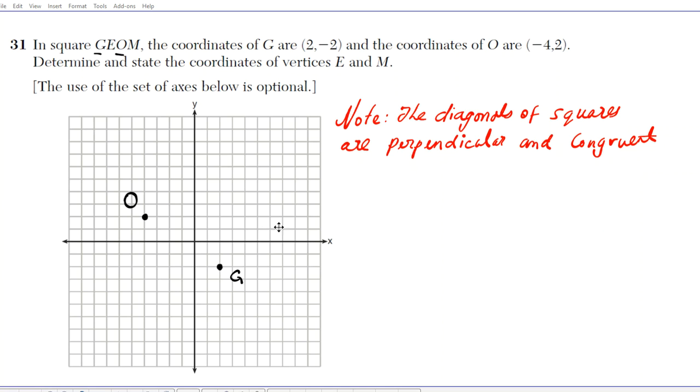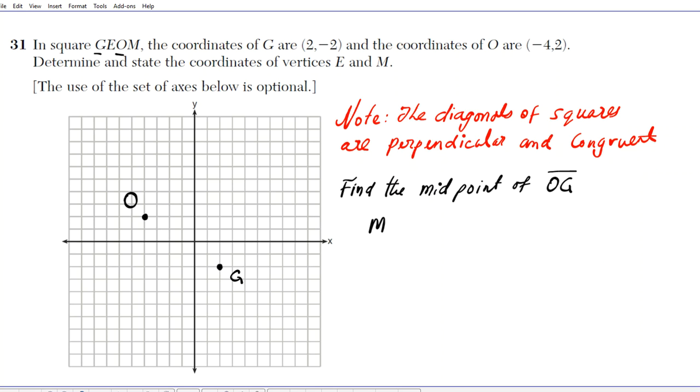Okay, so what we're going to do is find the midpoint of OG because the diagonals intersect at the midpoint, and then we're going to take advantage of the fact that they're perpendicular to construct the second diagonal for the square. So let's find the midpoint of diagonal OG, because the other diagonal will go through there.